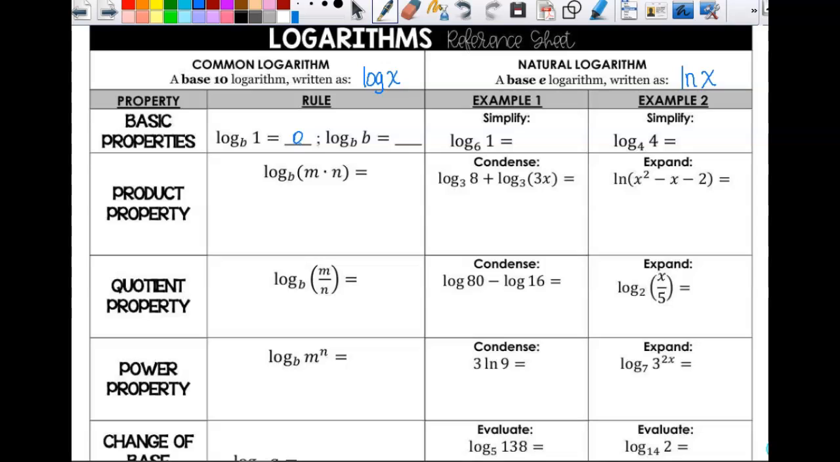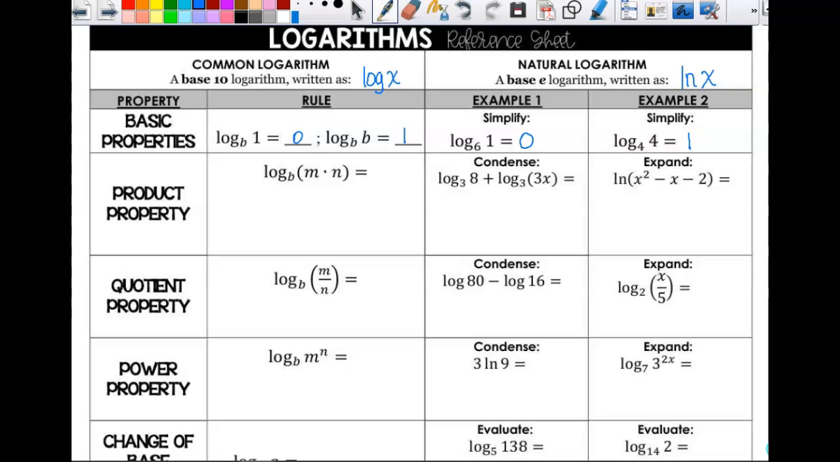And then log base b of b, well, b to what power gives you b? 1. So if the base and the argument are the same, then your answer is just 1 every time. And if you forget that, you can always just rewrite it exponentially and figure it out. It's not that big of a deal. Okay, so log base 6 of 1, what would that have to be? Look back over here. 0. And log base 4 of 4 would have to be what? 1. See how easy that is?